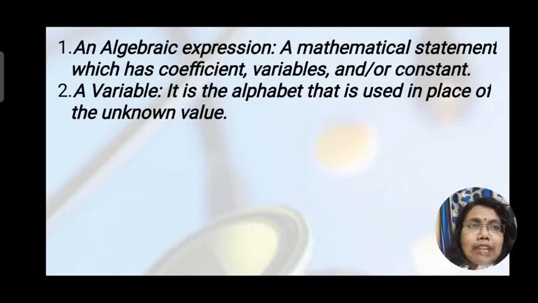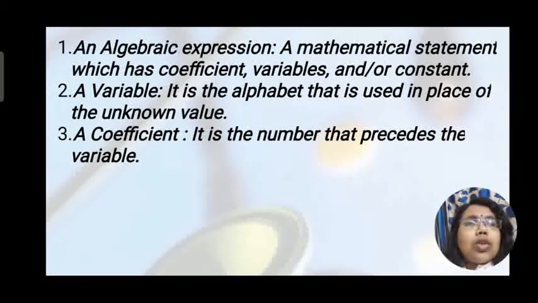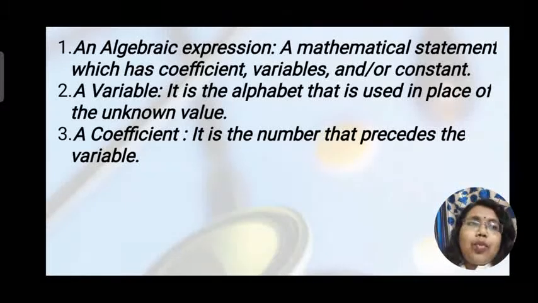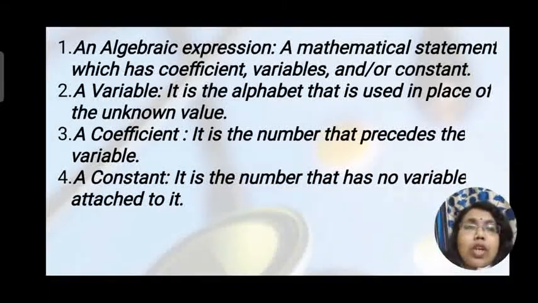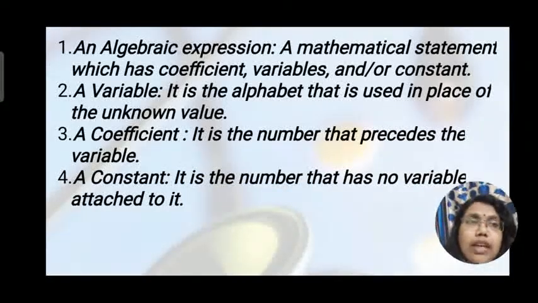A variable is an alphabet that's used in place of the unknown value. Next, what's a coefficient? It is the number that precedes a variable. Whatever number comes before the alphabet is going to be a coefficient. What is a constant? A constant is a number that has no variable attached to it.